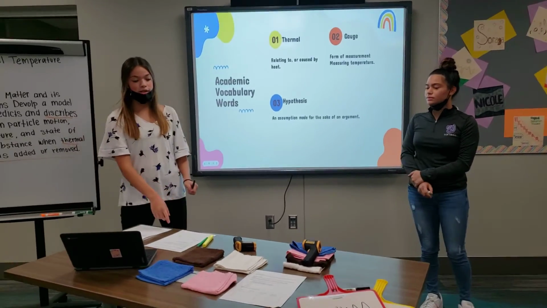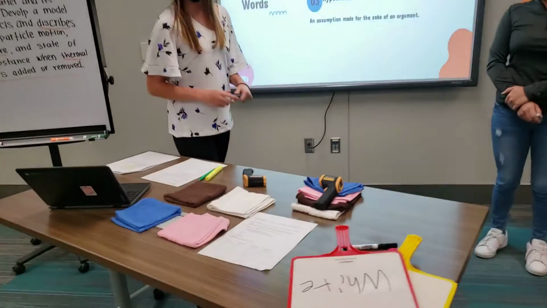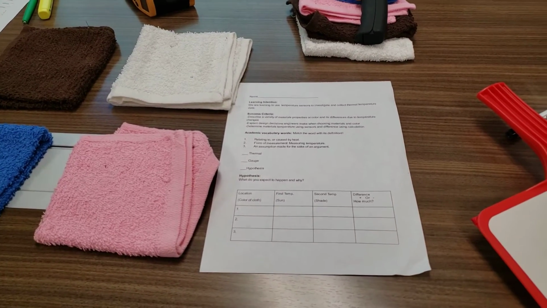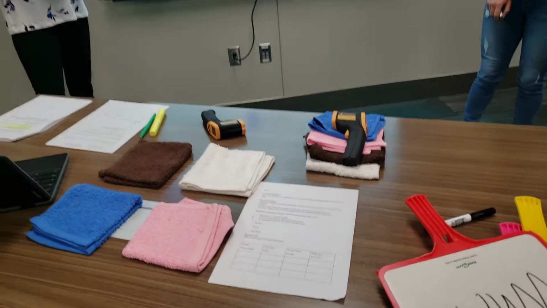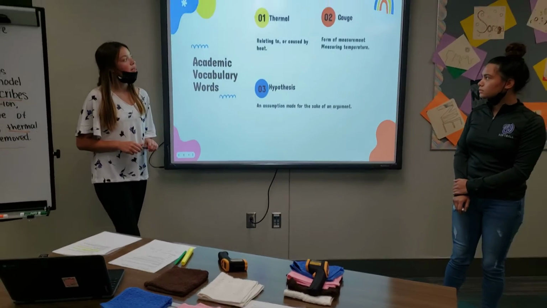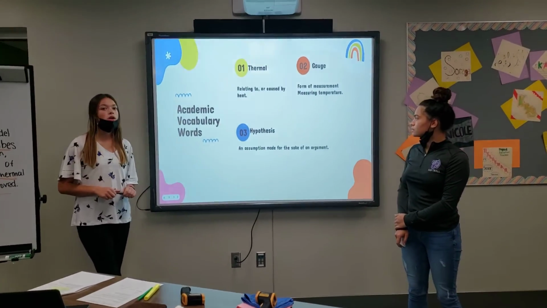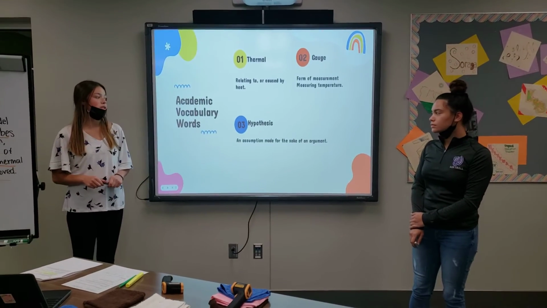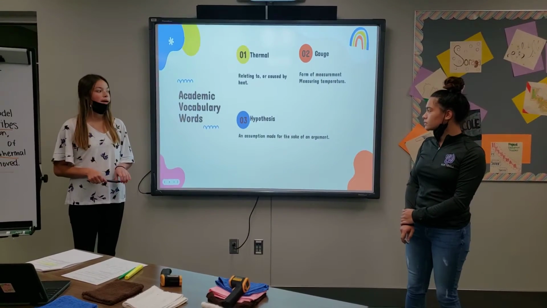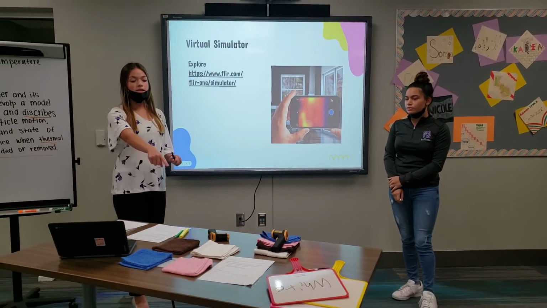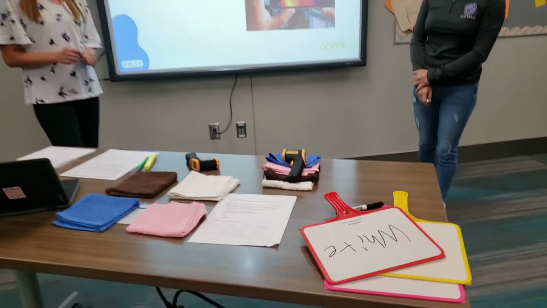So on the worksheet that we gave them, there was a section that we had them fill out for the academic vocabulary words. The first definition is thermal, relating to or caused by heat. The second is gauge, a form of measurement, measuring temperatures. The third word is hypothesis, an assumption made for the sake of an argument. And we had them list the definition with the word.